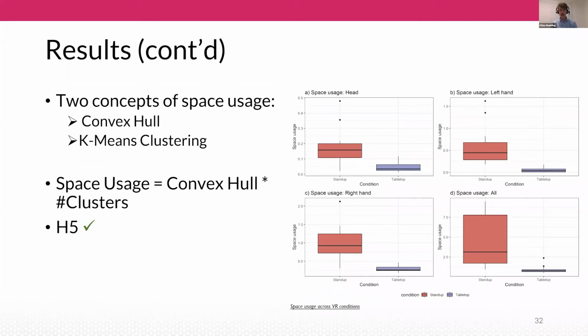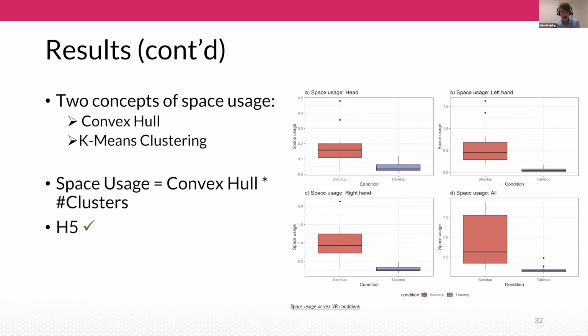Then we looked at how the space is used in VR, in the VR conditions. For each user, we tracked the position of the right hand or the right controller, the left hand controller, and the head in space. We used two different metrics for the space usage. First, the convex hull, that gives us an idea about what amount of space was used, but doesn't tell us anything about the concentration of where the user operated in space, just the raw amount.